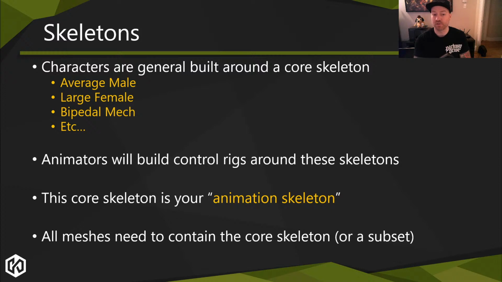And then what an animator will do is they will take that set of bones and they will build a control rig around it. And that control rig is basically how they animate. It's a set of tooling to help them animate. And this core skeleton of those bones that is shared across all the meshes, that is your animation skeleton. And this is where there needs to be a big distinction between the two.